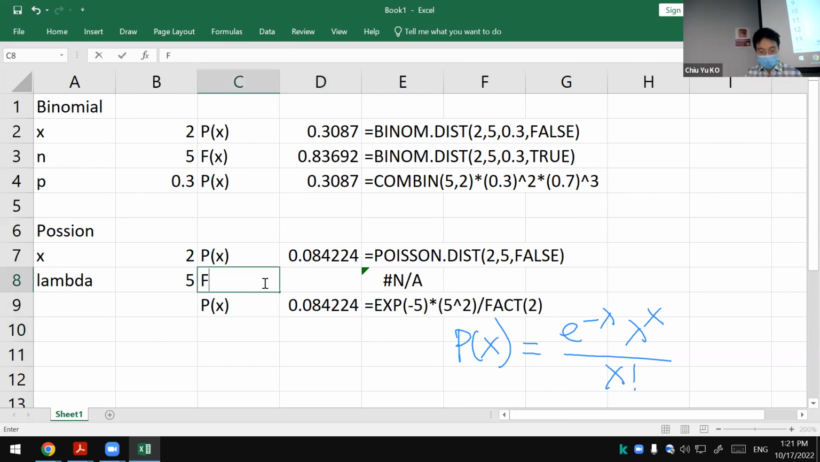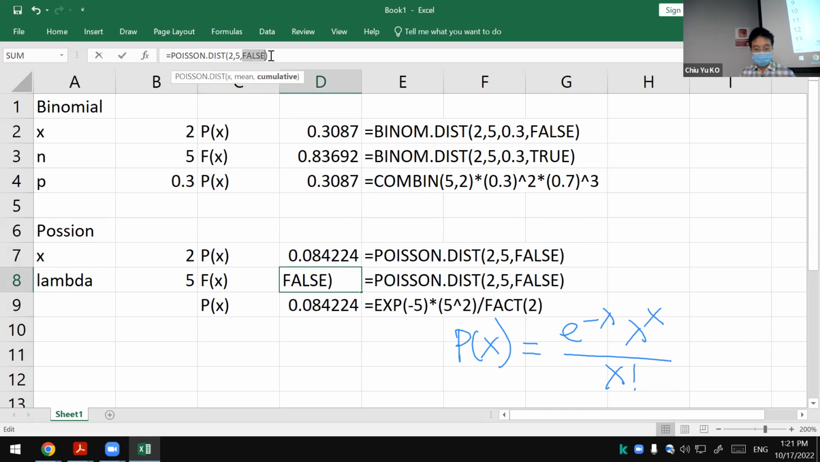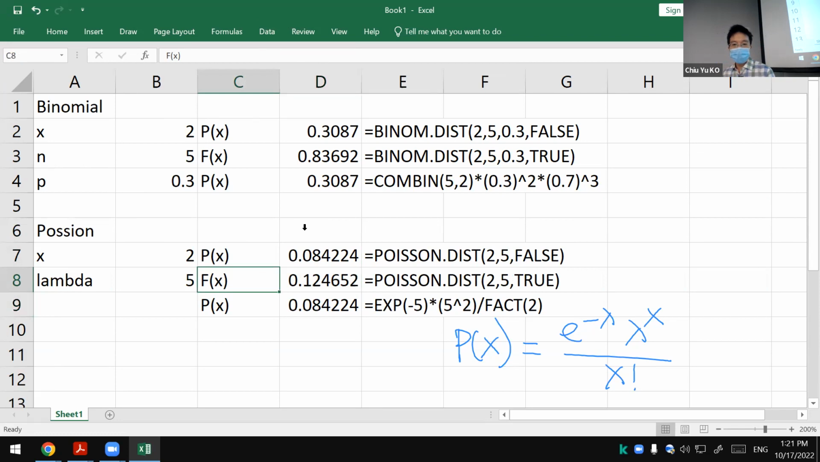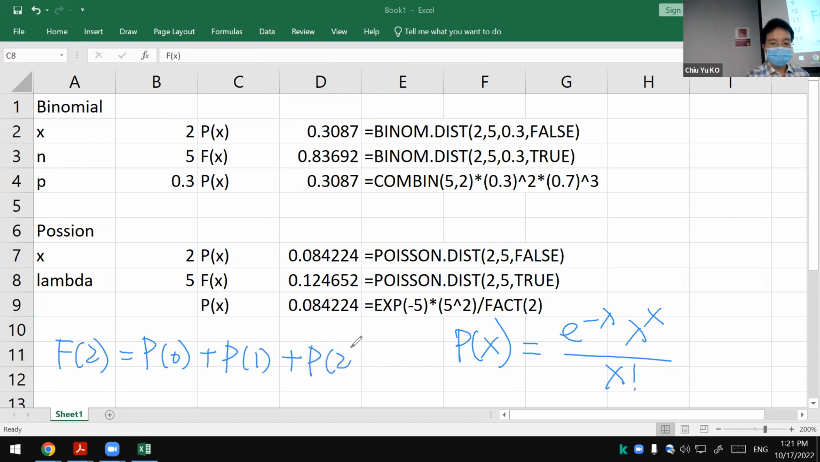Finally, I want to talk about the big F. The big F would be the same formula except you change from false to true. So I just copy it and change it to true. There's nothing deep here, but indeed we see how quick you can do the big F. Because this is F of 2. Remember F of 2 is, in this case, P of 0 plus P of 1 plus P of 2. So it's very convenient if you don't want to add up the 3 items, it's just a big F.